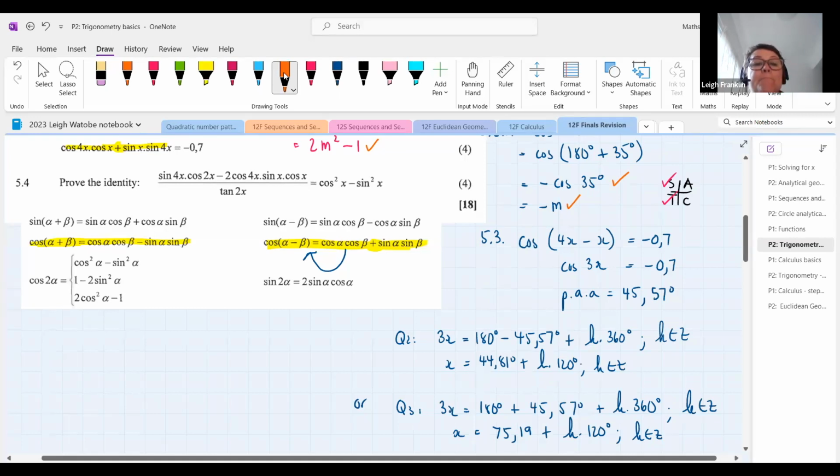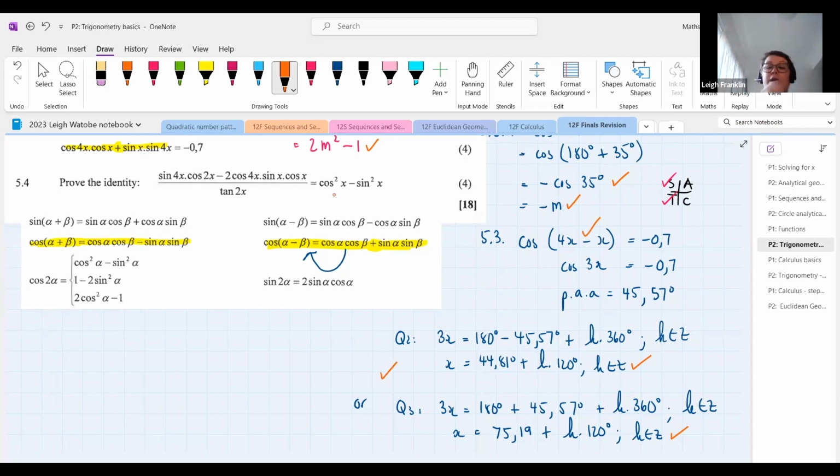Okay, so there's going to be a mark for doing the reversal of the expansion. There is always going to be a mark on our final answer, and then there would be another mark for working in the correct quadrants. So this one is out of 4. Is everybody happy with that?